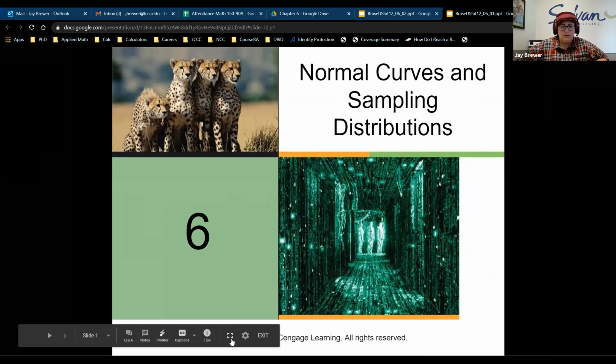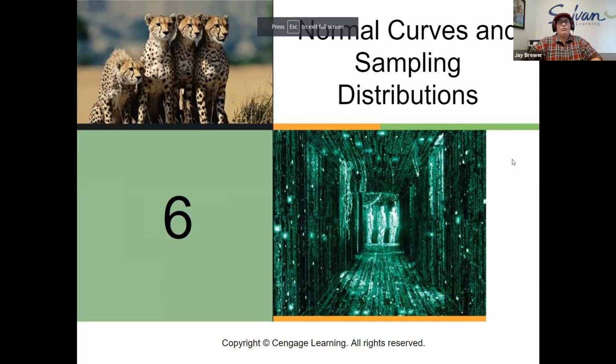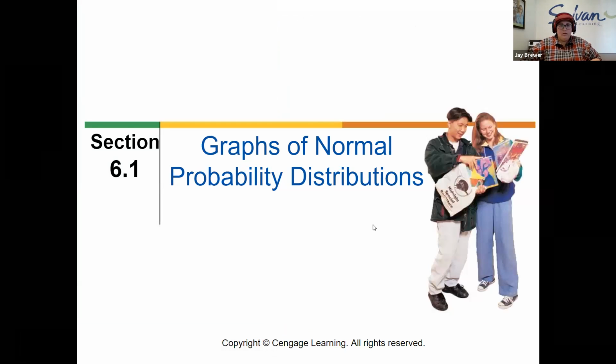Let's go ahead and start chapter 6, normal curves and sampling distributions. Graphs of normal curves, normal probability distributions.